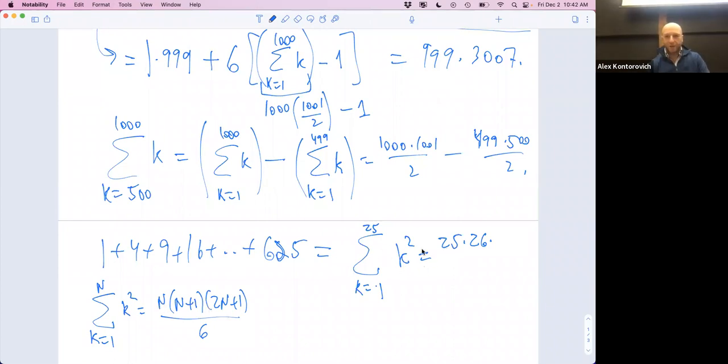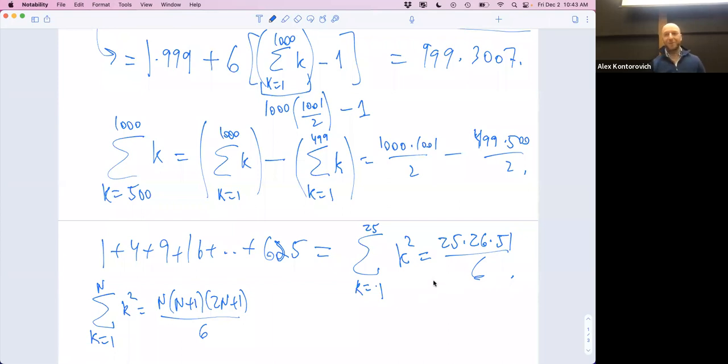So where were we? n is 25, n plus 1 is 26, 2n plus 1 is 51, and I'm dividing all that by 6. Why is that even going to come out to a whole number? Is this thing divisible by 6? I'm adding whole numbers, so I better get a whole number. 26 is divisible by 2. 51 is divisible by 3. So yes, this will be a whole number.